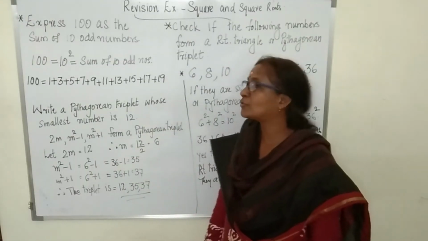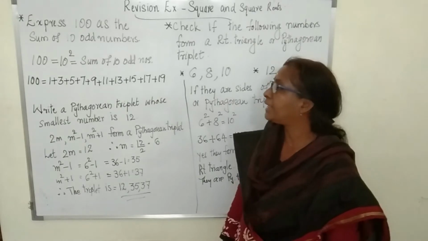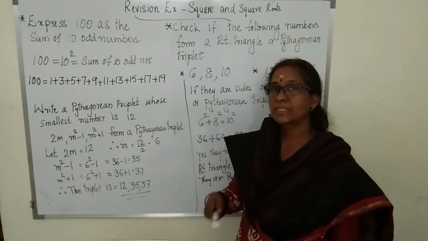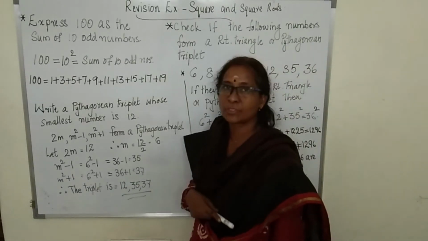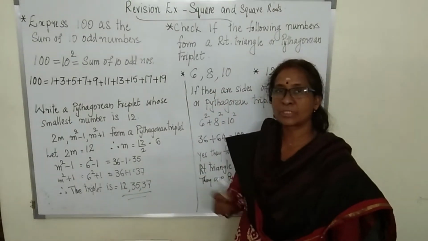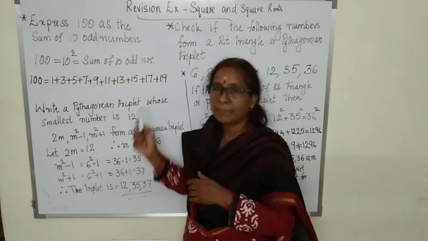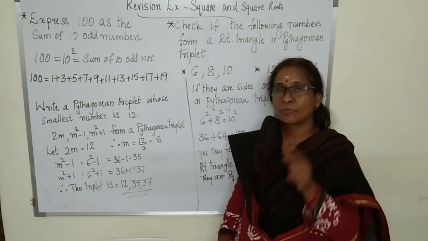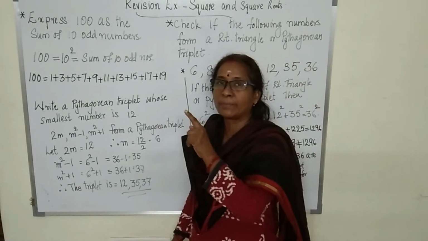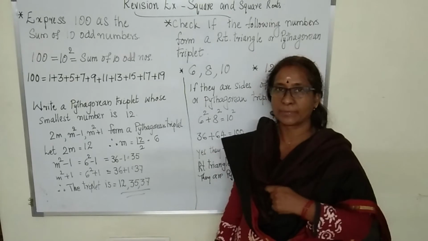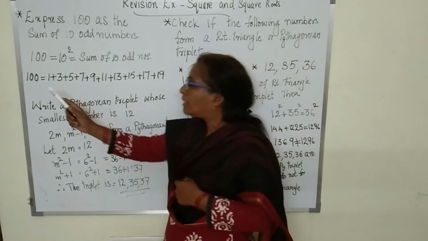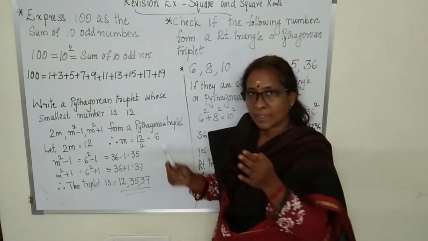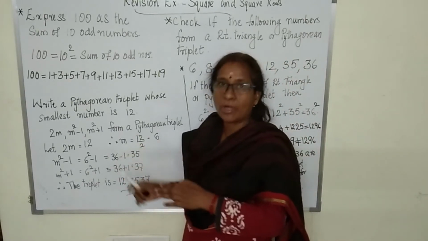Now let us see the next question. Express 100 as the sum of 10 odd numbers. This is just the reverse of the previous question we did. What was the previous question? Some odd numbers were given and you were asked to find the sum without adding. So we counted the number of odd numbers and wrote it as its square. Here a square number is given and you are asked to write it as the sum of odd numbers.